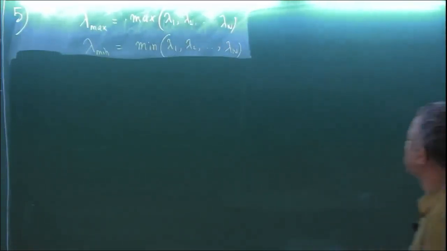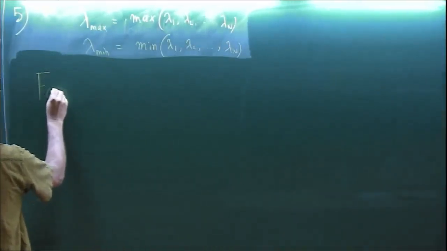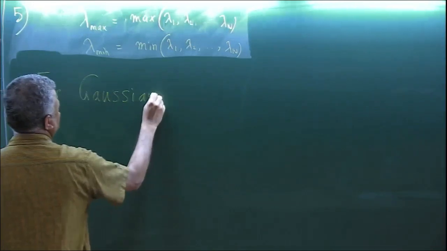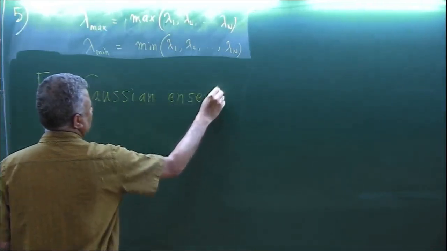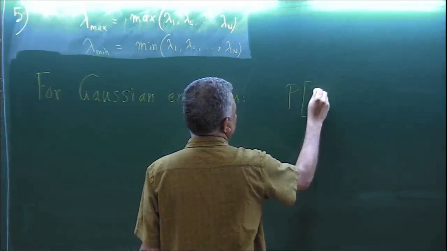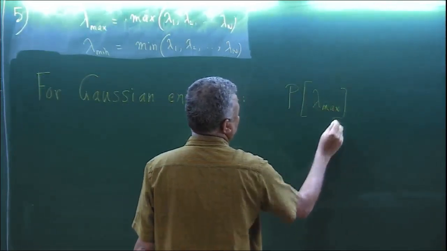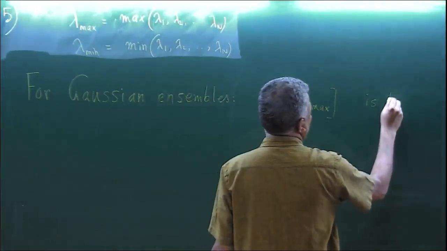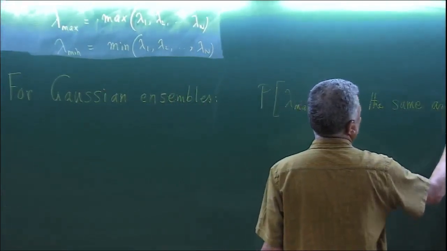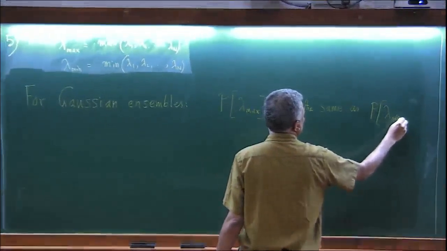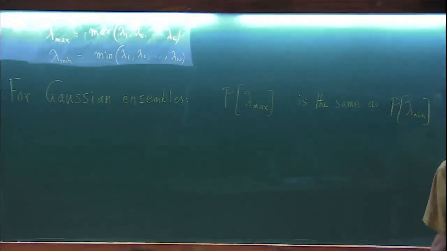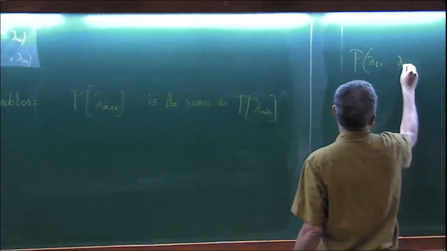So for Gaussian ensembles, the P of lambda max is the same probability distribution as P of lambda min. Okay? And we should remember that our joint distribution was this one.